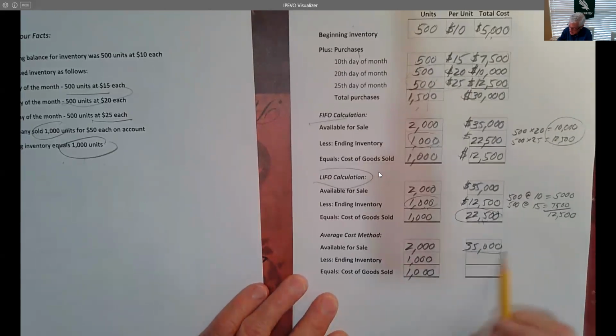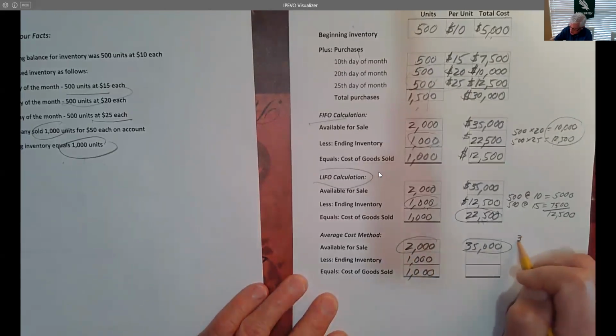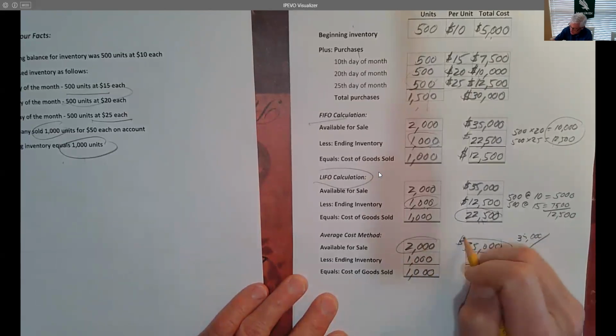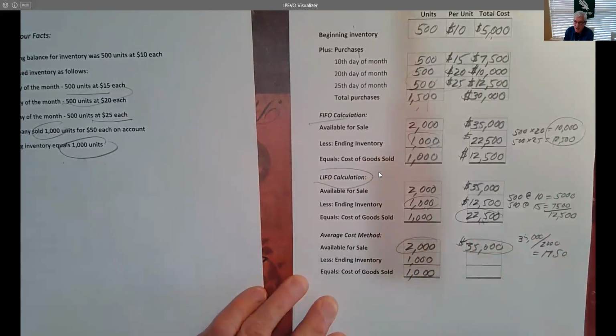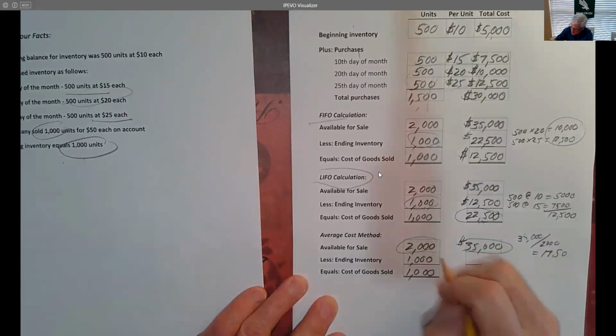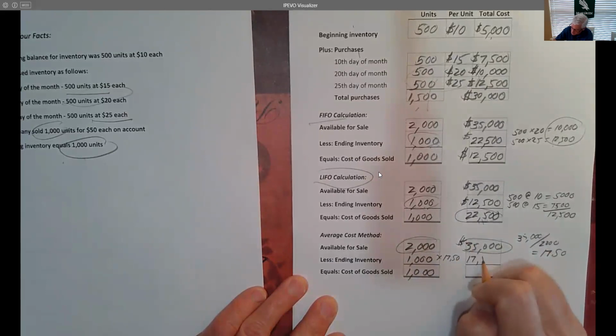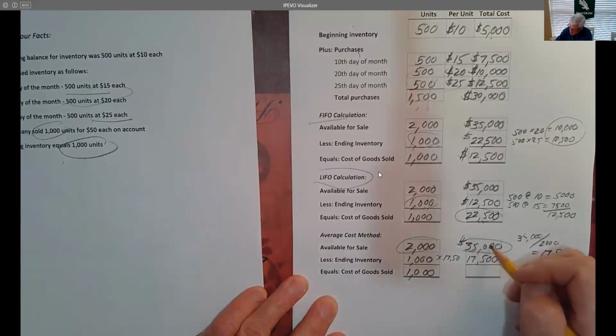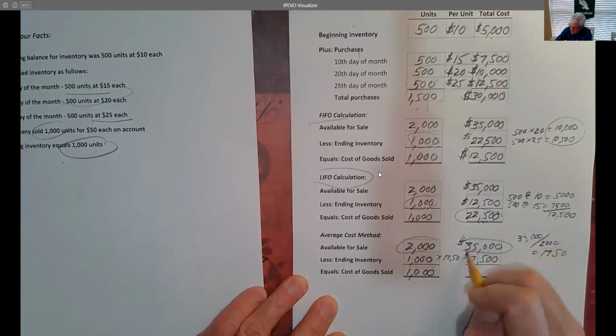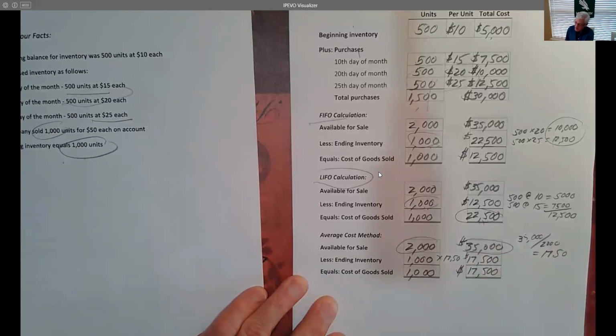And then finally, average cost is easy. $35,000 divided by 2,000 units. Each unit in available for sale is worth $17.50. So times 17.50, 17,500. 35,000 available for sale minus ending inventory of 17,500. That also equals 17,500.